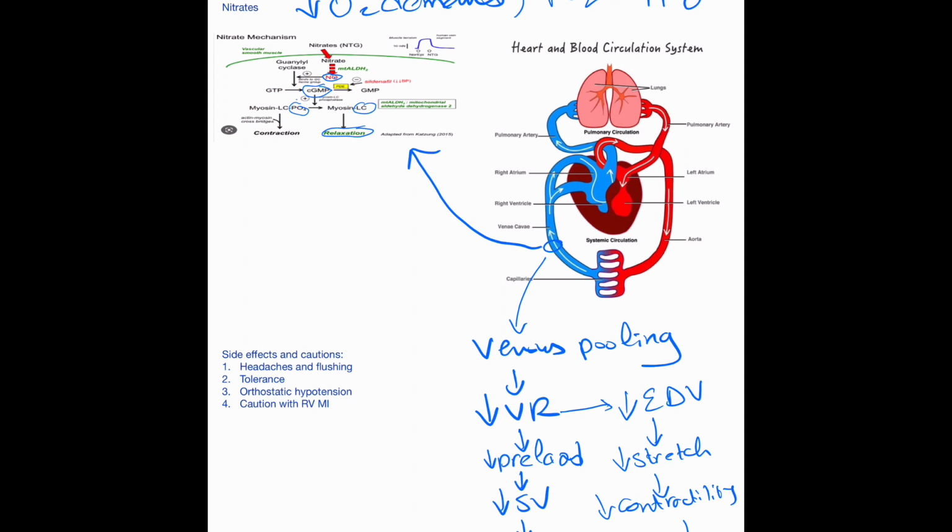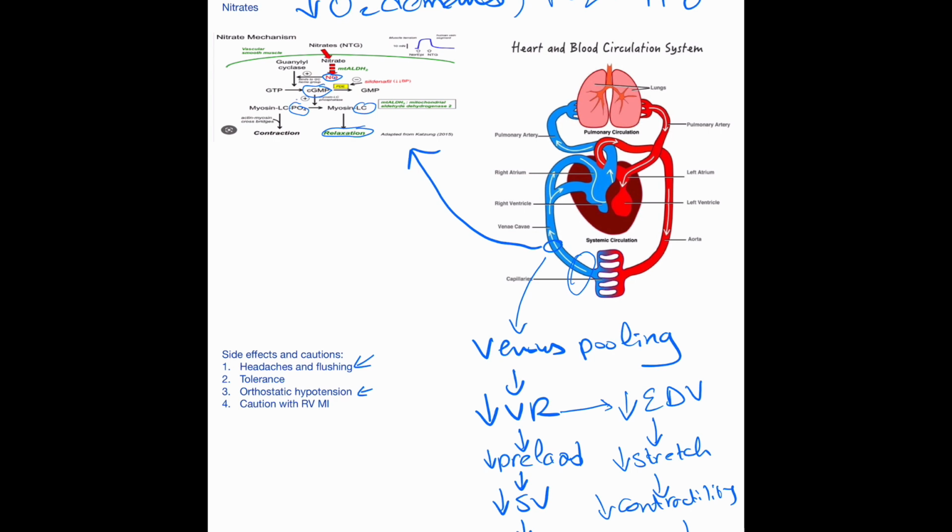Something very important that you need to know as well is that with the expected decrease in the venous return, you expect some side effects like orthostatic hypotension, because there's more pooling of blood in the veins. That means that once you stand up really quickly after having nitrates, you might have orthostatic hypotension. Then also the dilation of the veins can result in headaches and flushing.